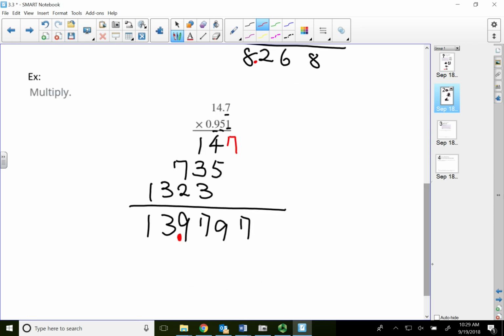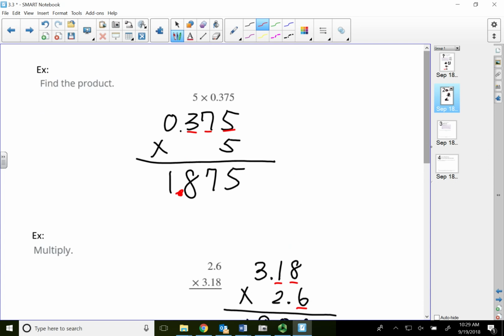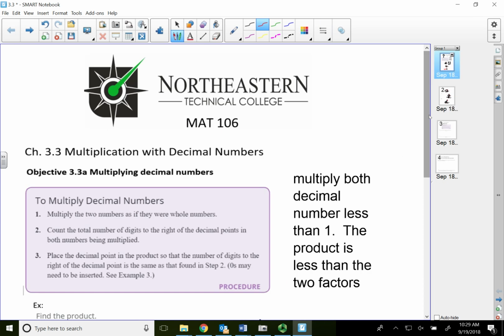So just a quick multiplication of decimal numbers. When we multiply decimals, we treat them just like whole numbers. Then after we multiply, we can count our decimal places.